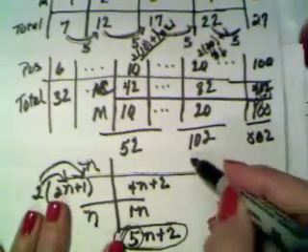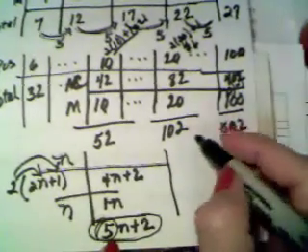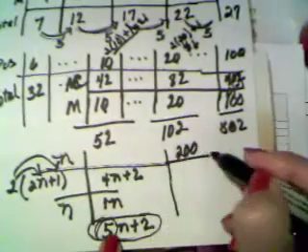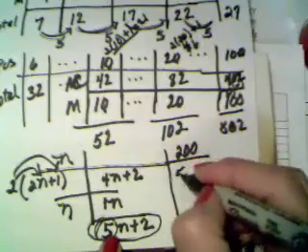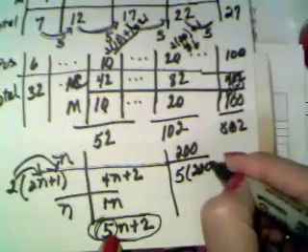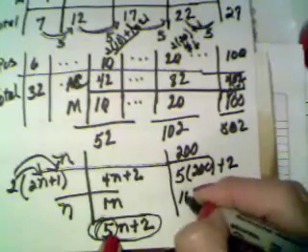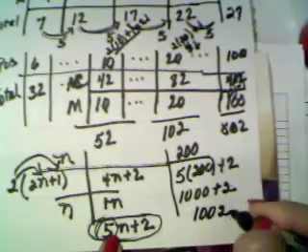So now I could use this generalization if I ask you how many tiles are in the 200th position. You could use 5 times 200 plus 2. There would be 1002.